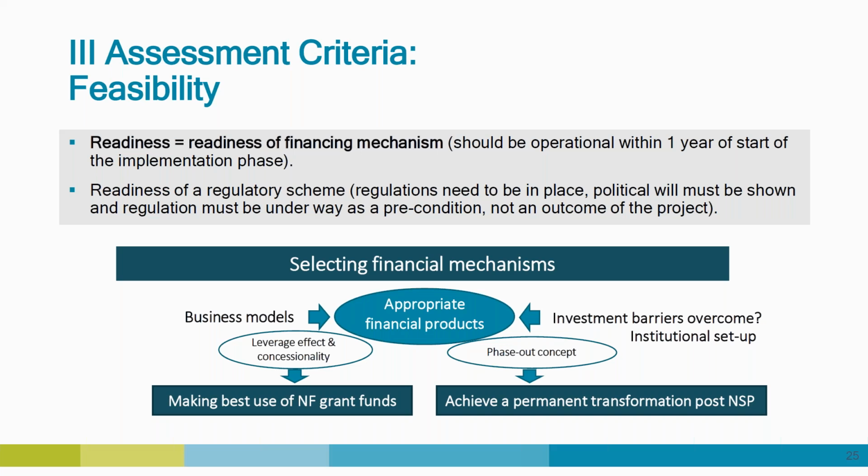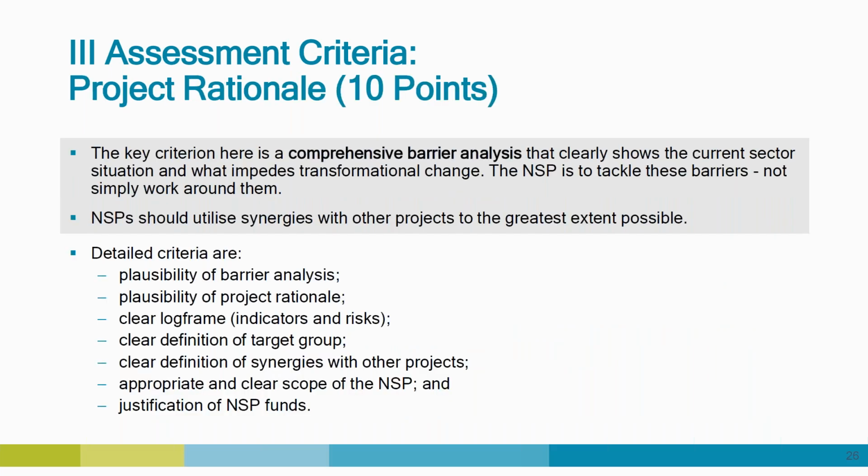Again, please make use of the lessons learned. In particular, we hope you will find our webinars on this topic useful. The first sub-criterion is the NSP rationale. An important factor here is a sound and plausible barrier analysis. The barriers can be found in many aspects. For example, they could be technological or on the regulation side. They could be in the financial instruments or in the interests or behaviors of the investors, be it companies or consumers. Having analyzed the barriers to transformational change, the next question is to what extent the proposed project tackles those.